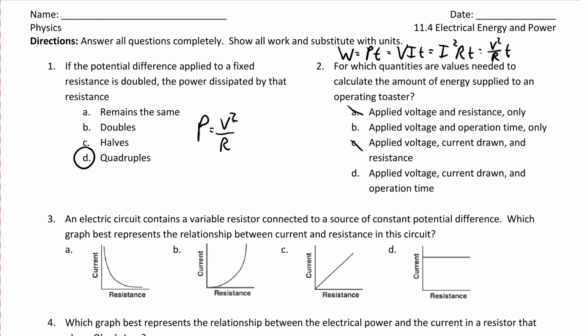So let's see what we got. They both have the voltage. And then, B is just the voltage and the operation time. No, that's not going to help us, because for this one, if you have the voltage, you also need the current. And for this one, if you have the voltage, you also need the resistance in addition to the time. So let's see if D makes sense. The voltage, the current drawn, and the operation time. Oh yeah, I could use VIT to calculate the electrical energy.